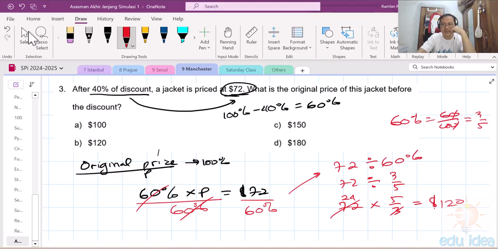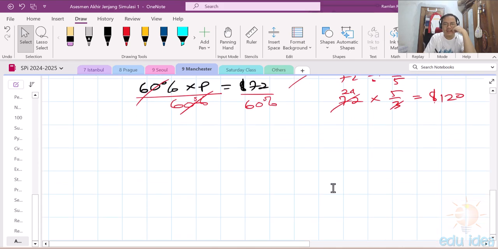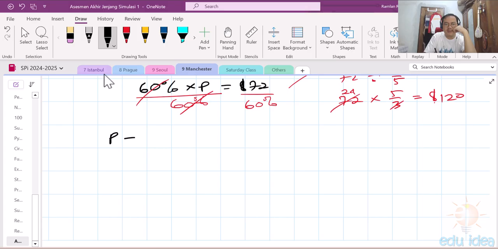Okay, so this is the first method. Actually, we can have a different method, which is ratio, but pretty similar actually. Now, let's do the logic again. So let's say P is the original price. Okay, P is the original price.